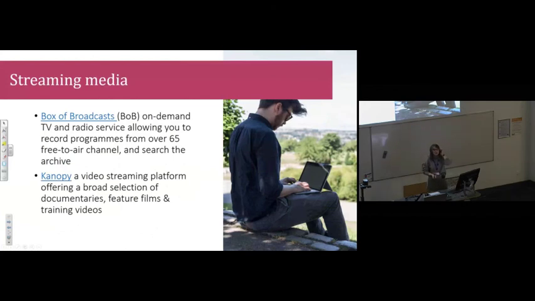And we also have streaming media, which is free. You don't need a TV license to have this, either off campus or on campus. So we've got Box of Broadcasts that we call Bob. That's an on-demand TV and radio service, so you can record, and you can also look back through the archives. So there's some great stuff on there. And Canopy, where you can search for films, and there are some really good films on there. I like having a look at that. If you go to the databases link, it's an alphabetical list, so you can just find both of those through there.